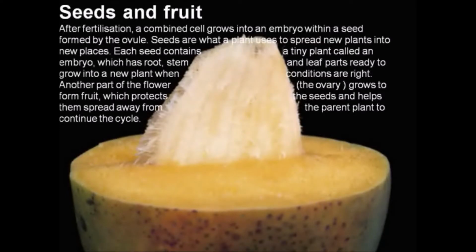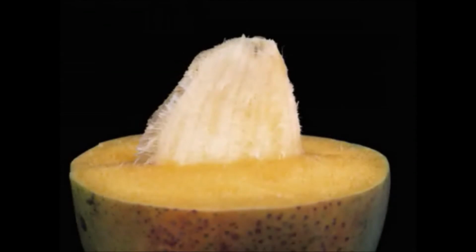Seeds and fruit. After fertilization, a combined cell grows into an embryo within a seed formed by the ovule. Seeds are what a plant uses to spread new plants into new places. Each seed contains a tiny plant called an embryo which has root, stem and leaf parts ready to grow into a new plant when conditions are right. Another part of the flower, the ovary, grows to form fruit which protects the seeds and helps them spread away from the parent plant to continue the cycle.